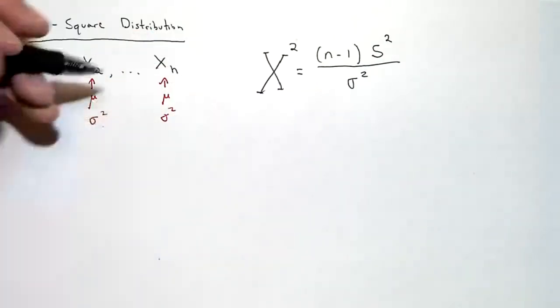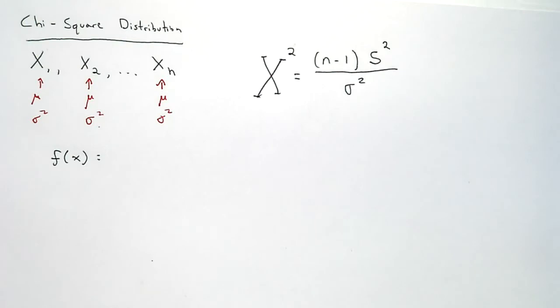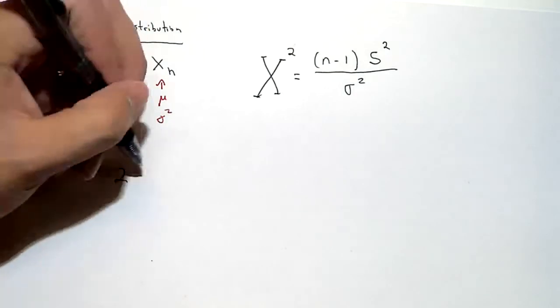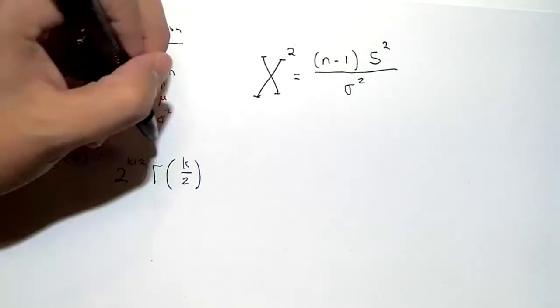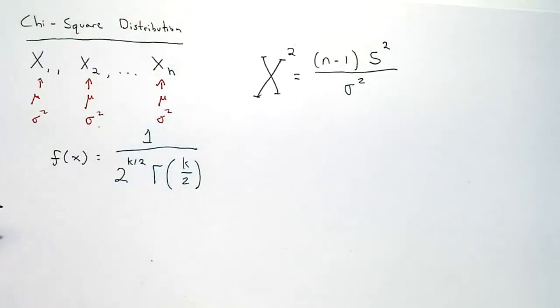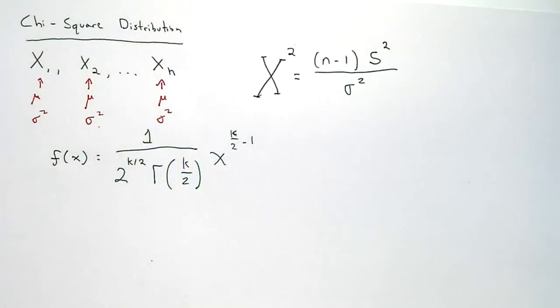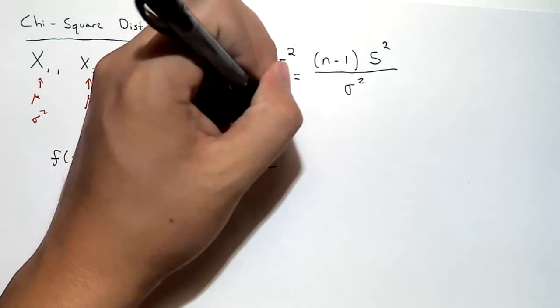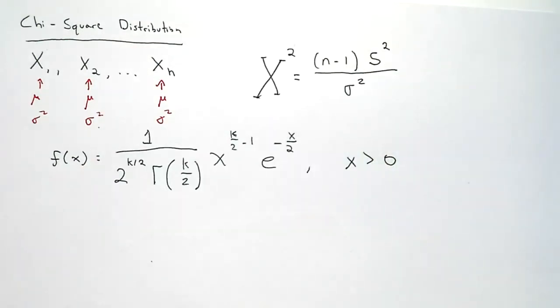which means that I can calculate the probability distribution for this random variable. It's going to look like this. It's also a somewhat complicated equation, so bear with me. So we'll have 1 over 2 to the power of k over 2, times the gamma function of k over 2, and all this multiplied by x to the power of k over 2 minus 1, and multiplied by e to the power of negative x over 2. So I guess divided by e to the power of x over 2, but it's okay. Now this distribution exists for x greater than 0, which means that your values should not be less than 0.